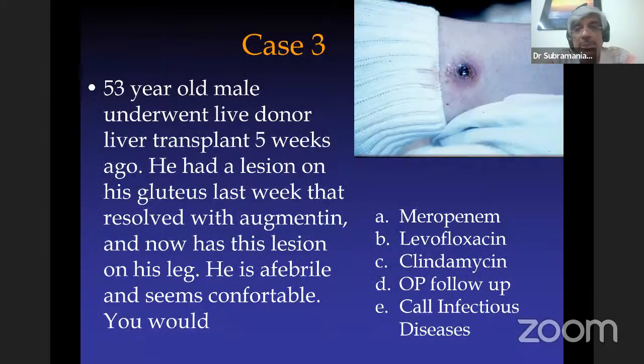This is another situation which is going to be fairly different. Another skin and soft tissue infection in a different setting. This is a real life situation where we had this 53-year-old gentleman who underwent a living donor liver transplantation. He received the liver transplant 5 weeks ago and he was doing well. He was out in the guest house, coming for follow-up clinic and all that. And then he had a lesion on the gluteus, on his butt last week, which resolved with Augmentin, and then has this new lesion on the leg.